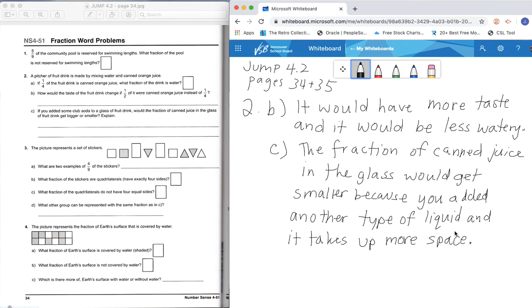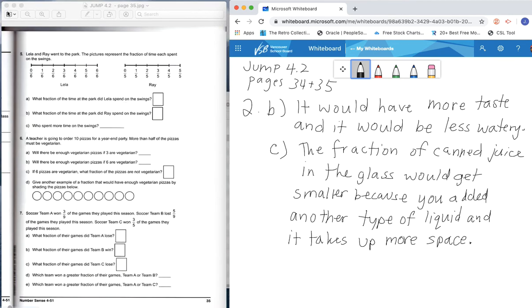Okay, so please write the sentences in the lines given to you for B and C. Make sure they're in complete sentences. Capitalize the first letter and put the period as well, please, at the end. All right, you are in charge of doing 3 and 4 on page 34 yourself. We're going to move on to page 35. I'm going to do number 5 with you, and you're going to do number 6 and 7 yourself.